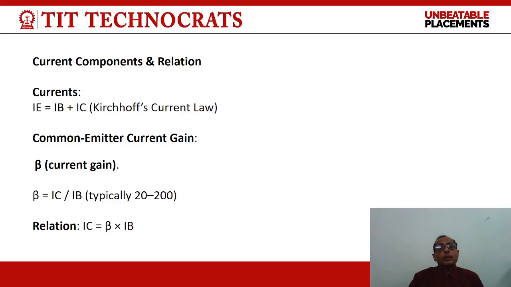The current components and their relations. Kirchhoff's law is applied to BJT. So emitter current IE will be equal to the sum of base current IB plus collector current IC. Common emitter current gain, that is beta, is the ratio of collector current to base current, and typically its value varies from 20 to 200. Now here we get the relationship IC is equal to beta into IB.